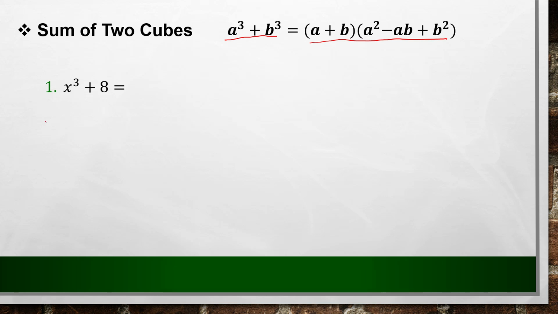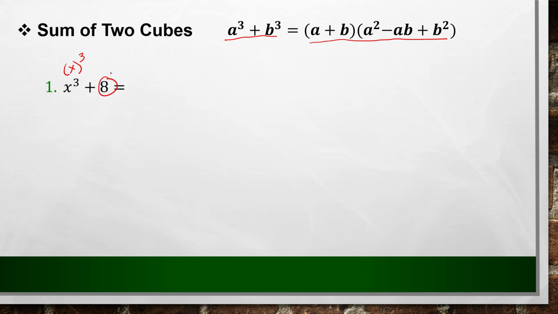Let's take, for example, number 1. The first term, x raised to 3, is obvious. We can express that as a raised to 3. Just enclose that x in a parenthesis, and there you go. That's your a raised to 3. The idea is that every time you have an exponent that is divisible by 3, we can express that as a raised to 3 or b raised to 3, such as 6, 9, 12, etc.